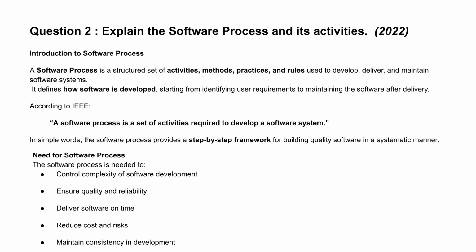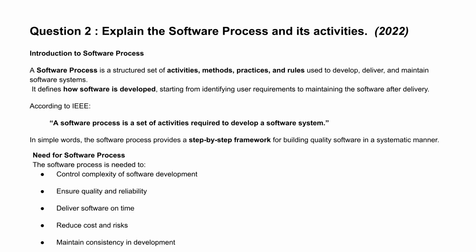Question 2. Explain the software process and its activities. 2022. Introduction to Software Process. A software process is a structured set of activities, methods, practices, and rules used to develop, deliver, and maintain software systems. It defines how software is developed, starting from identifying user requirements to maintaining the software after delivery.